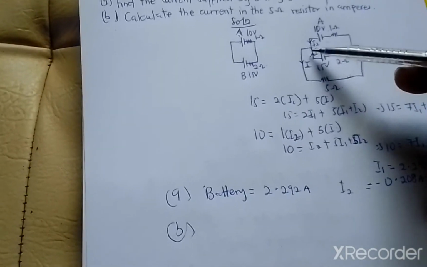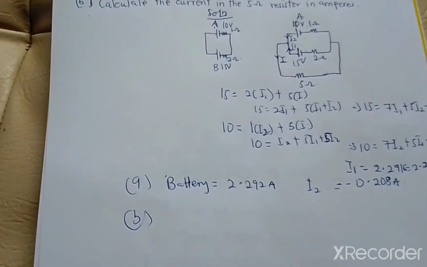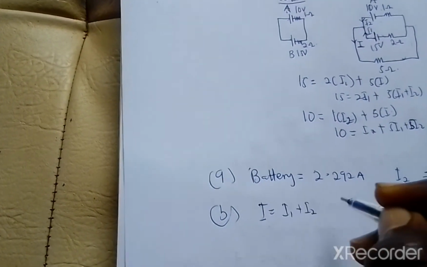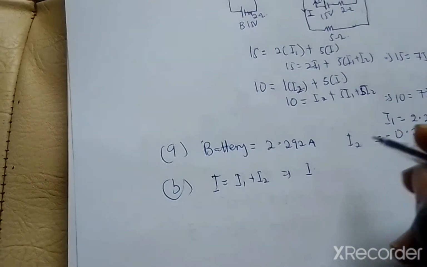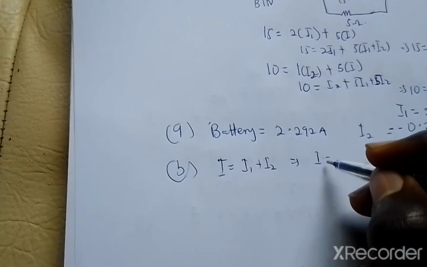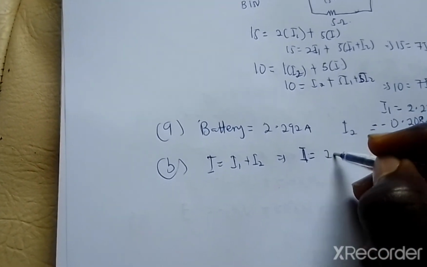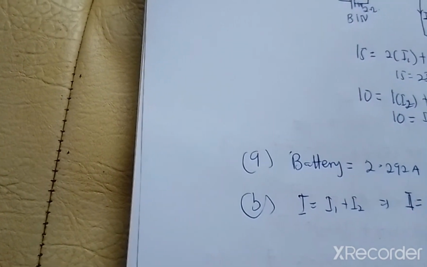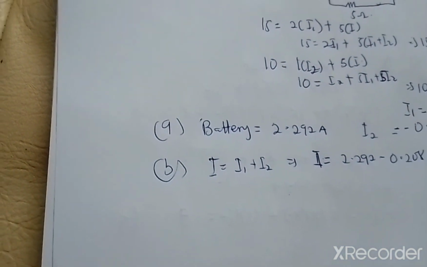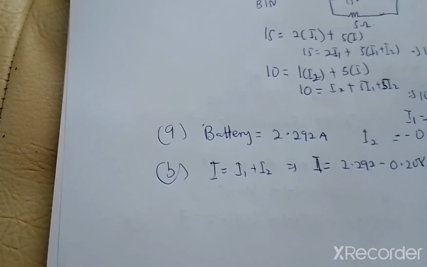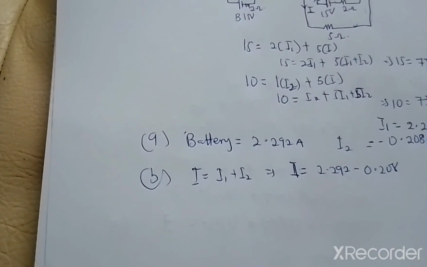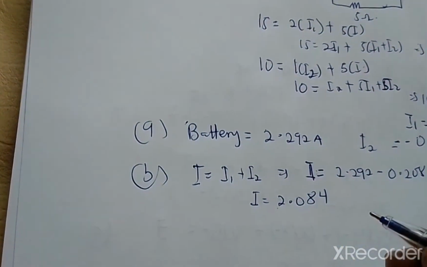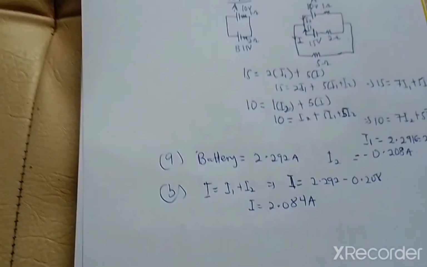In the 5 ohm resistor, the current passing through is I, the combined current of I1 and I2. So we get I to be equal to I1 plus I2, and our I1 is equal to 2.292. So our I is going to be equal to 2.292 minus 0.208, because I2 is negative. So that will give us 2.084. So my I is 2.084 amperes, and this is the current passing through the 5 ohm resistor.